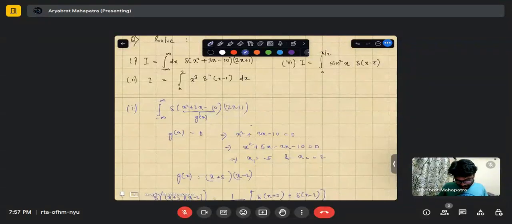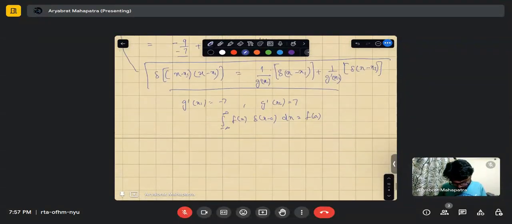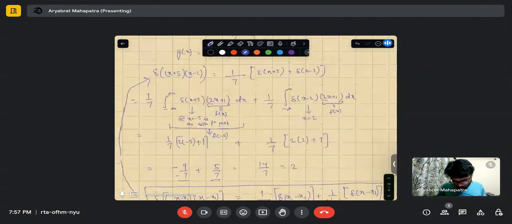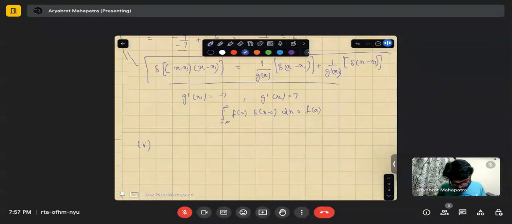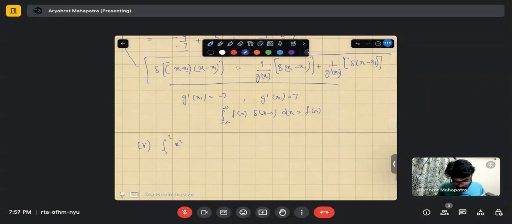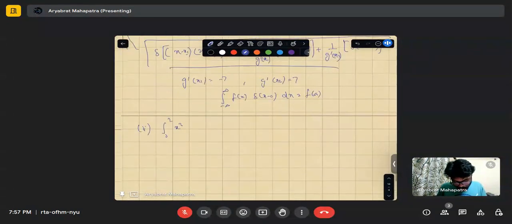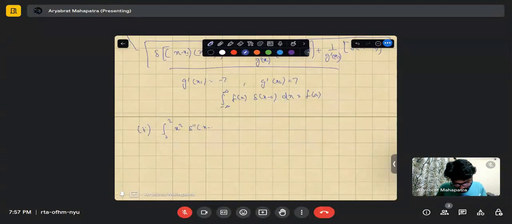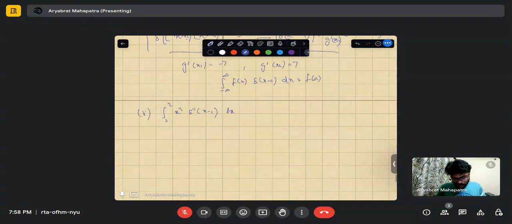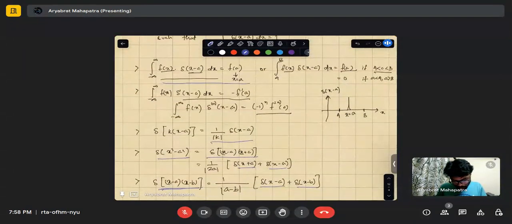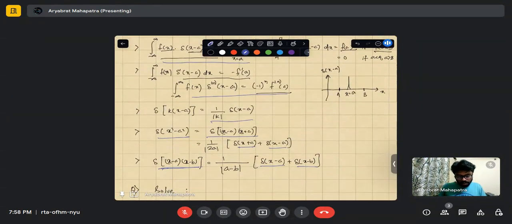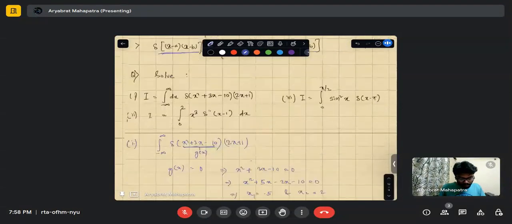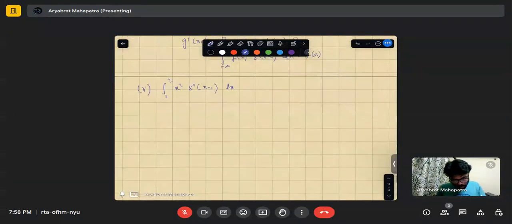Then your second question was the integral from 0 to 2 of x cube times the double derivative of the delta function whose peak is at 1. So this one again you can use the property. You can use the second property right here. So we have two derivatives, so the result will be minus 1 to the power 2.